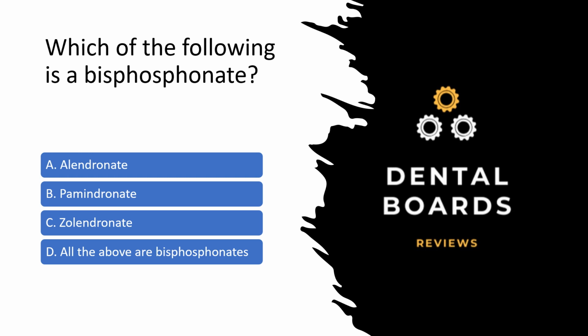Which of the following is a bisphosphonate? A, alendronate, B, pamidronate, C, zoledronate, or D, all of the above. Alendronate is Fosamax, pamidronate, and zoledronate. So, all these are bisphosphonates.